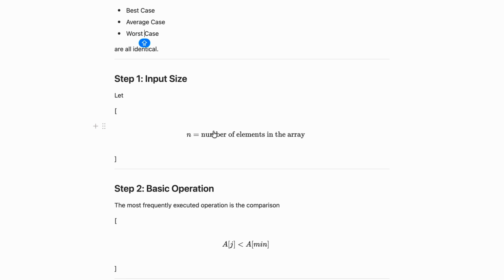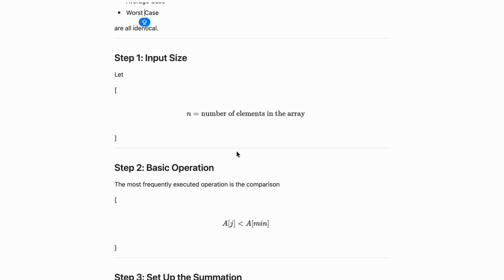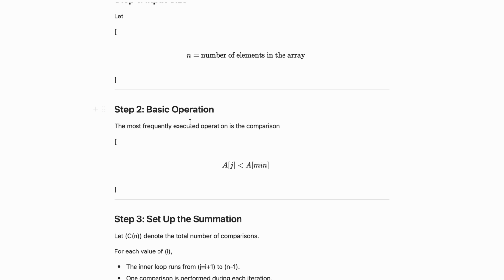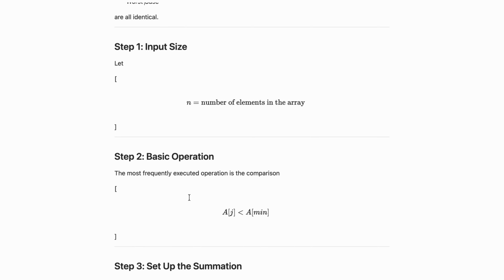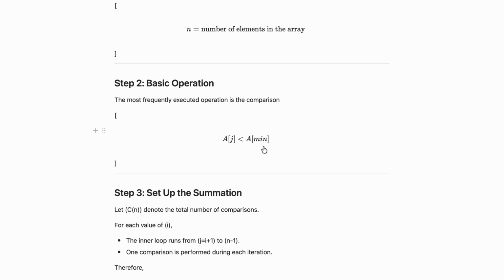So in this, our step 1 is input size. Let n be the number of elements in an array, meaning how many elements are present in the array. In step 2, the basic operation. The most frequently executed operation is the comparison. As we have seen in the algorithm, the most repeated operation is the comparison A[j] smaller than A[min].